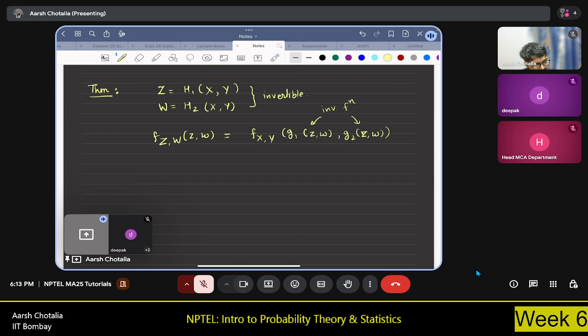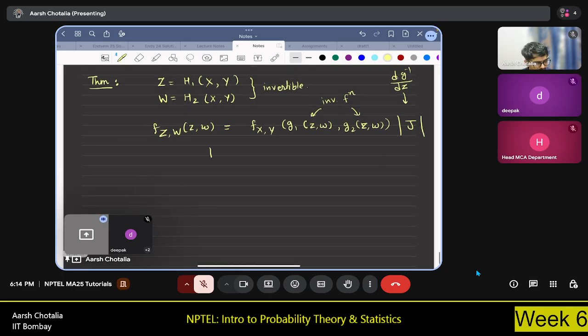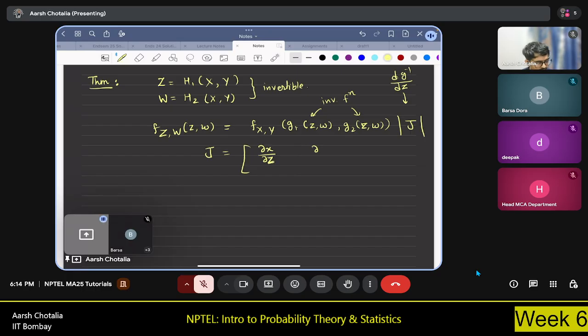Same as what we did in 1D, and then if you remember, we had to multiply this dg inverse by dz. So here, instead of that, we multiply something called the Jacobian, and this Jacobian matrix is now a 2 cross 2 matrix instead of just one number. So dx by dz, where x is the inverse of z and w, then dx dw, dy dz, and dy dw. So all these partial derivatives, we find this matrix, find its determinant.